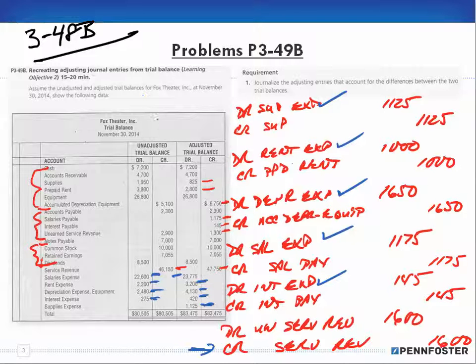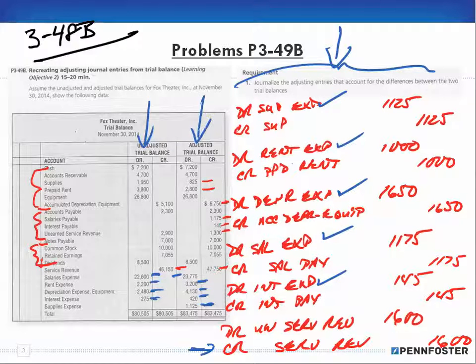You have to consider that we had these as unadjusted, then all of these entries were made and posted to the accounts. When they're posted to the accounts, we created new balances in the accounts, which gave us our adjusted trial balance. So by looking at the differences here, we don't just automatically keep on making entries. We have to think that these entries were posted, and when they were posted, this was the net effect on our revenue and expense accounts. So that's pretty much all there is to that particular problem.